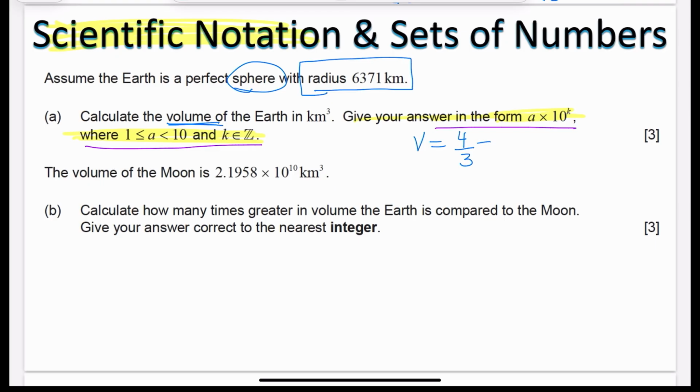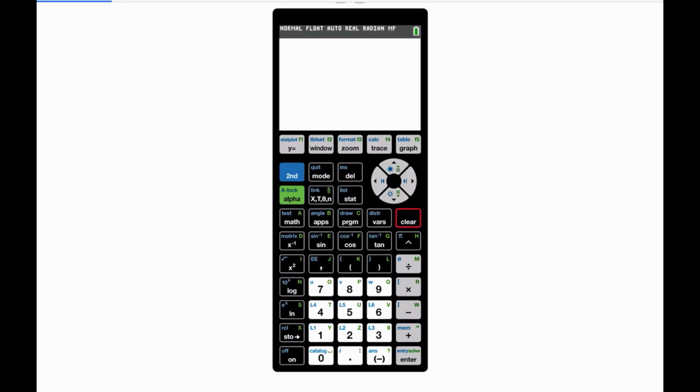So the volume is 4/3 pi r cubed. In this particular case, I'm going to go ahead and show the substitution. 4/3 pi times 6,371 to the third power. I'm going to go to alpha y equals. I'm going to turn this into a fraction and put 4/3 times pi. Remember, there is a symbol for pi, times the radius 6,371 to the third power.